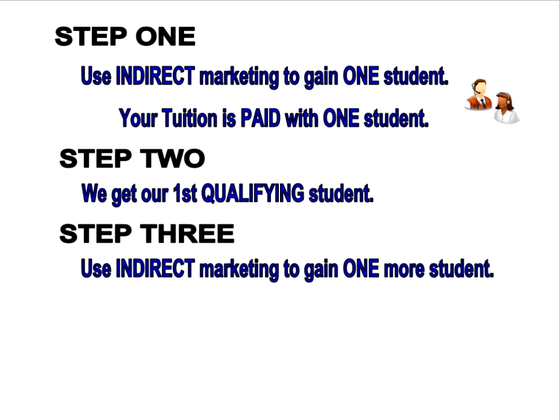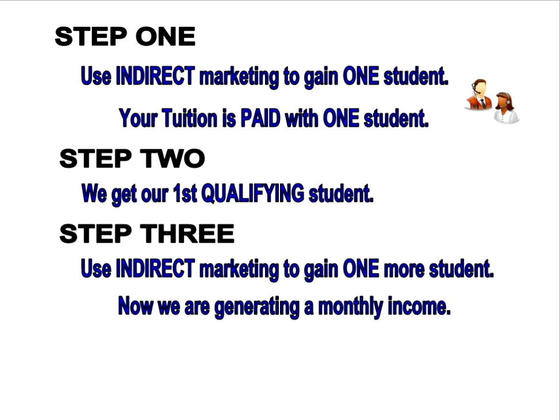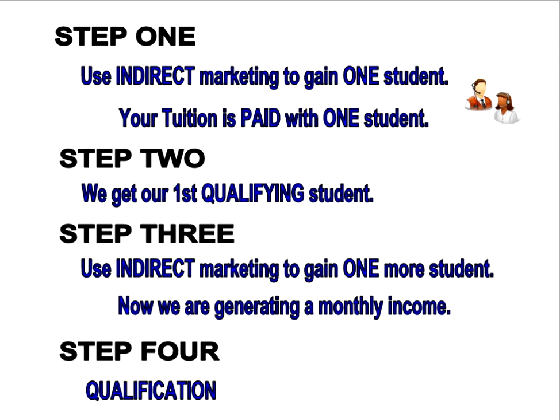Next, step 3, is we still use the indirect marketing again to gain one more student. This now actually generates a monthly income. We're not just breaking even, now we're actually making some money. We've got our third person. We're actually making $125 per month, not just the first month paid directly to you, but month after month as a residual income. Then, the last step, qualification.